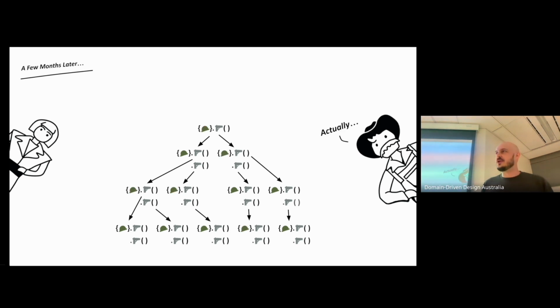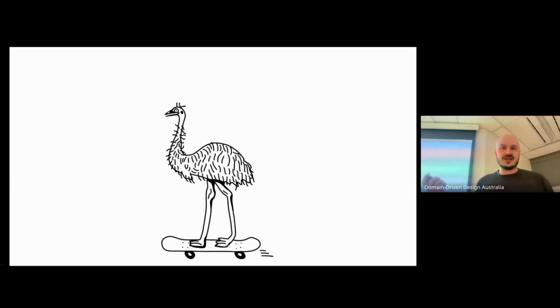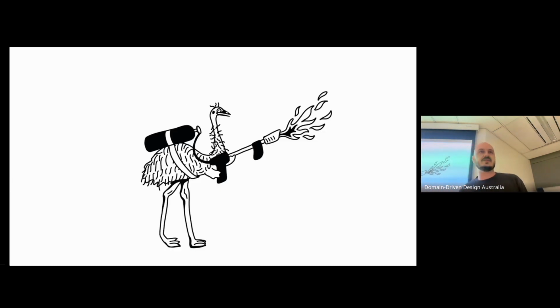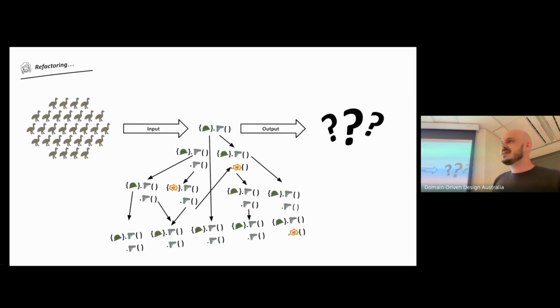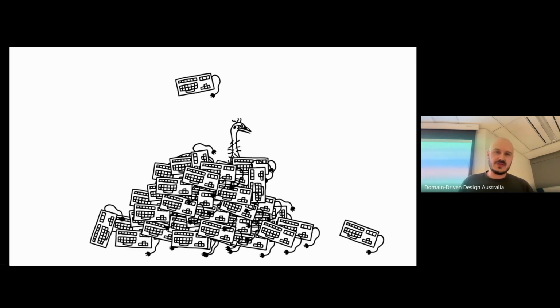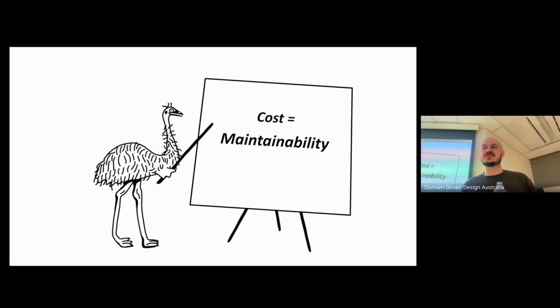What happens if the problem space develops? Maybe a couple of the emus learn to ride a skateboard, or one of them invents the flamethrower. Refactoring this code base to meet those new problems, nobody's looking forward to that. So, sure, we've sort of crushed the problem under an avalanche of code, but what does it cost us? Well, I'm going to argue it's cost us maintainability, and it cost us extensibility.